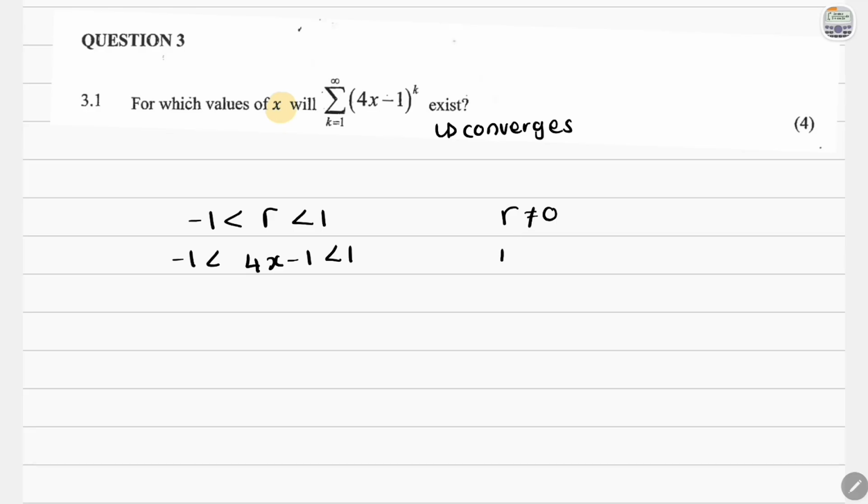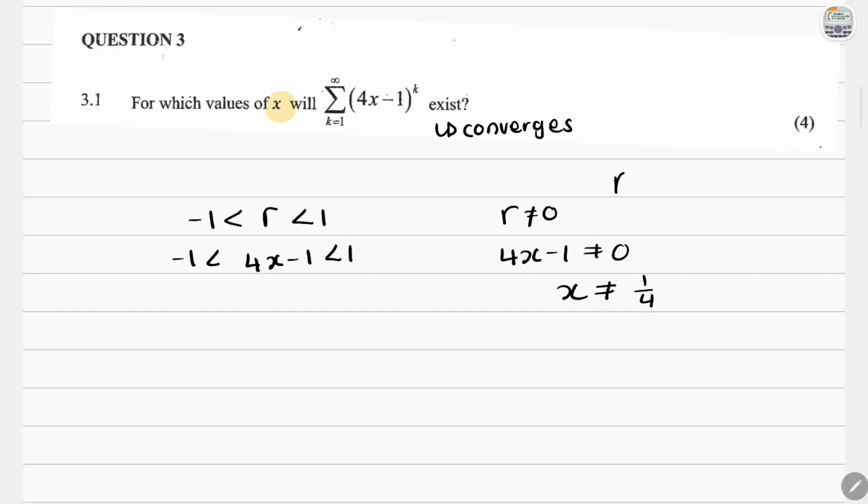So we need to ensure that 4x minus 1, our ratio, is not equal to 0. And then just find out the value of x for which it shouldn't be equal to 0. Transpose, that's going to give you 4x equals 1, and then divide both sides by 4. So we're just saying that x is not equal to 1 over 4, and we'll keep that in mind.